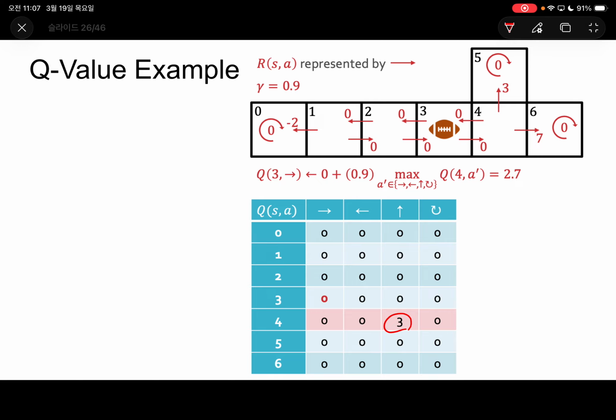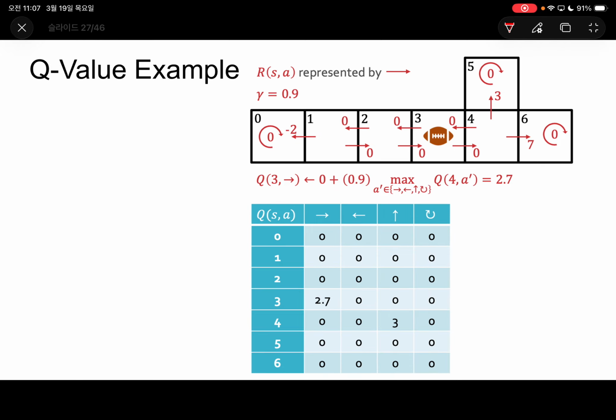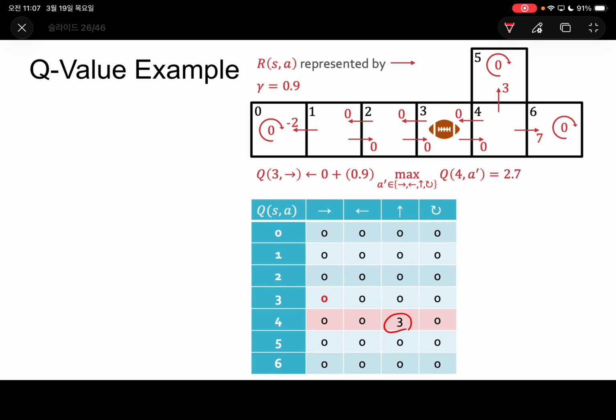We can keep repeating this. And over here. And then let's get back to state 3 and going right. Let's revisit this one. State 3 and going right gives us 0. Still 0, right? So that we have 0.